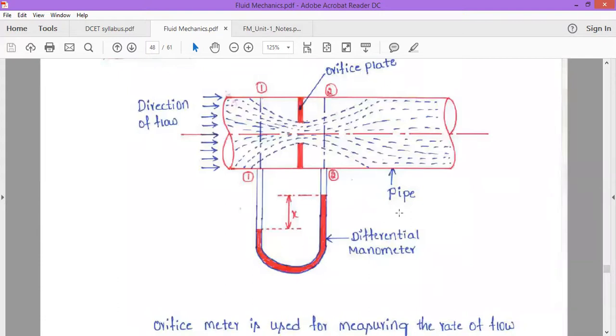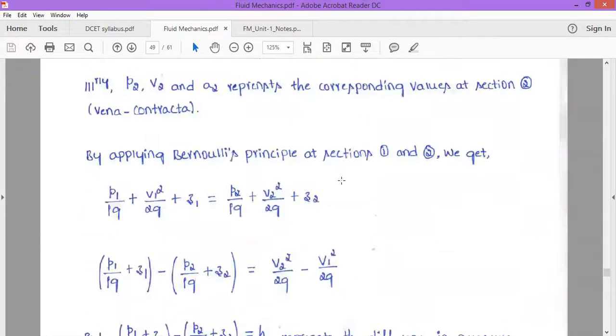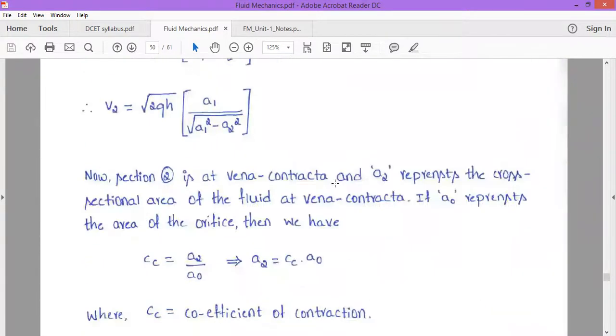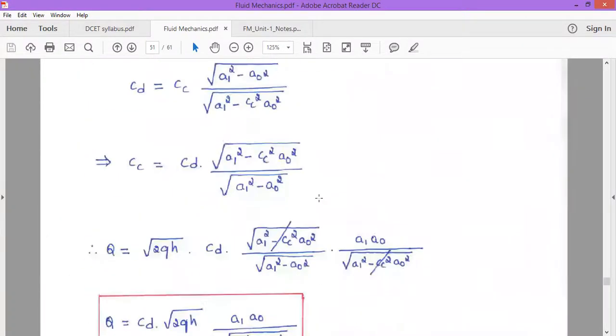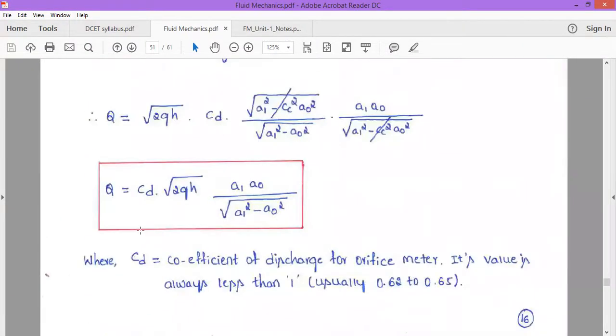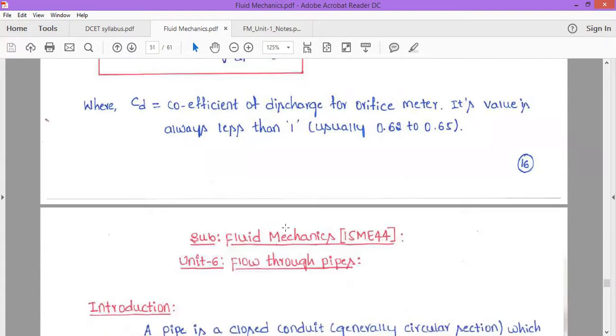This orifice meter consists of a circular disc having a hole, maybe at the center or different locations, right? Here, A1 is the area at the inlet, and A0 is the area of the orifice or the hole. By applying Bernoulli's principle, we can obtain this equation, that is Q is equal to CD, the actual discharge is equal to CD times root 2GH A1 A0 over square root of A1 square minus A0 square.